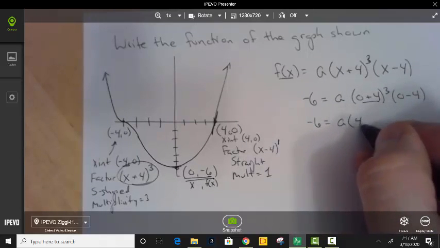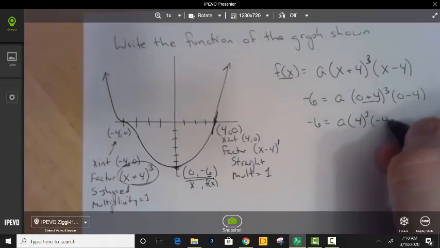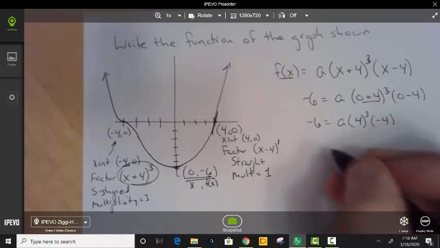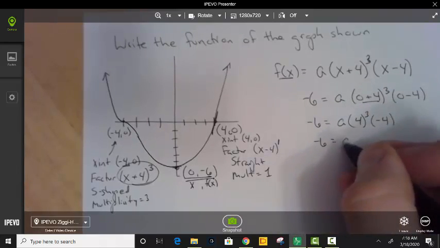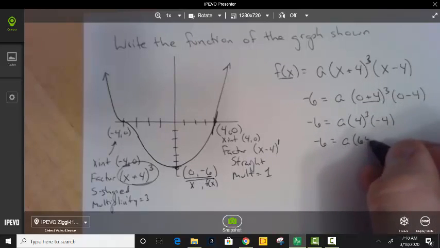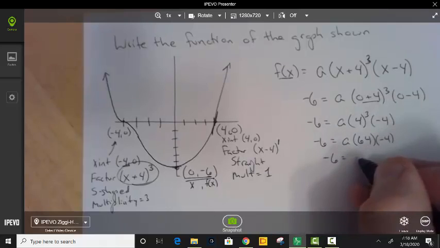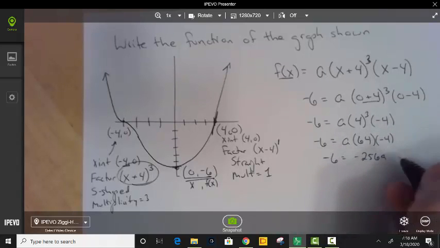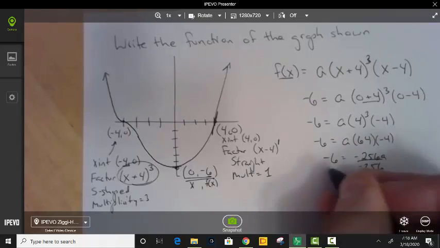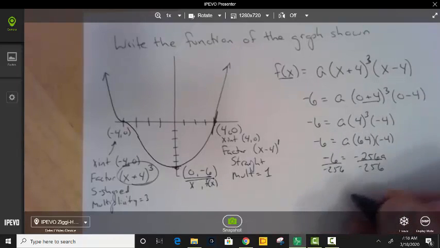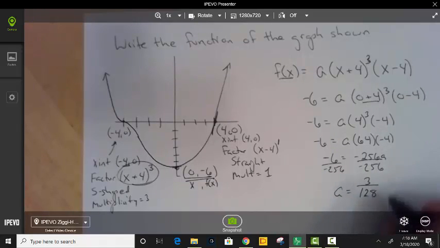That's going to give me negative 6 equals a times (0 plus 4) cubed times (0 minus 4). 0 minus 4 is negative 4. This is 64 times negative 4, that's negative 256a. Dividing by negative 256 gives us that a is equal to 3 over 128. And you can see we get a leading coefficient that's positive.